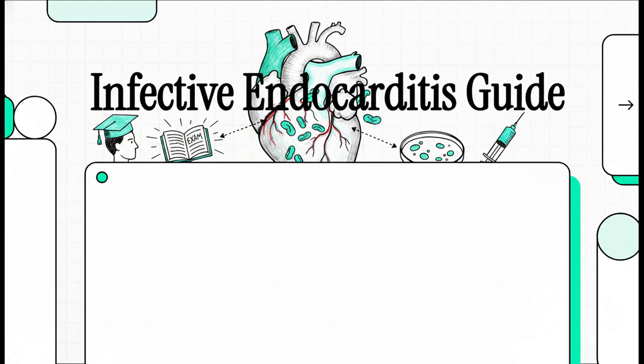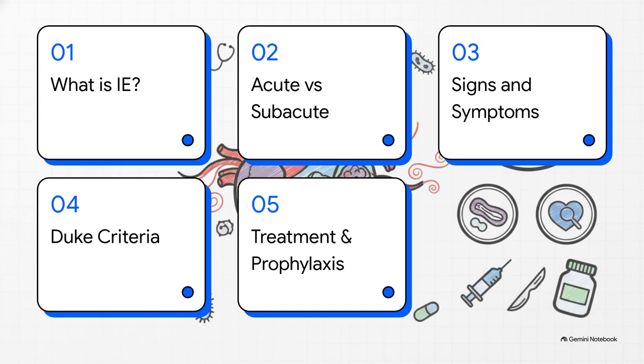So let's jump right in. Here's our roadmap for today. First up, we'll answer what is infective endocarditis. Then we'll cover acute versus subacute types, move into the classic signs and symptoms, tackle diagnosing with the Duke criteria, and wrap up with treatment and dental prophylaxis. We've got a really clear, structured breakdown here, and it perfectly mirrors how this stuff is taught, and more importantly, how it's tested. Trust me, understanding this structure is the key to unlocking those tricky exam questions.